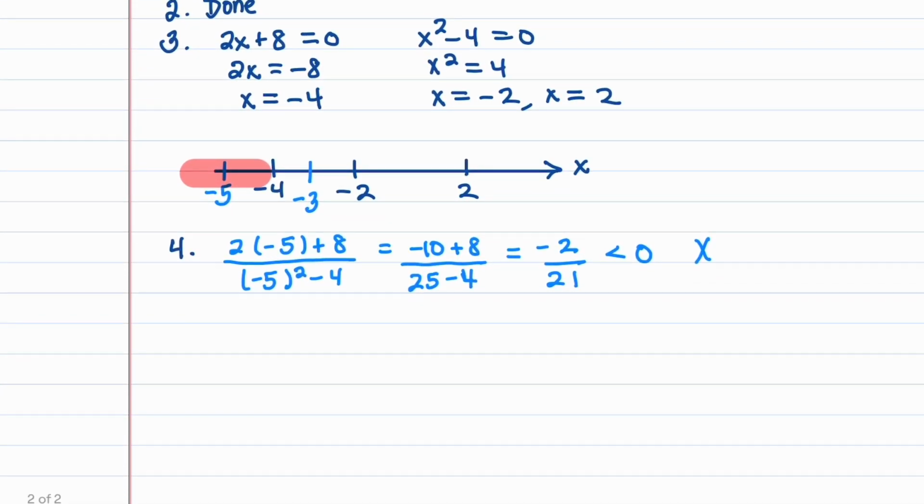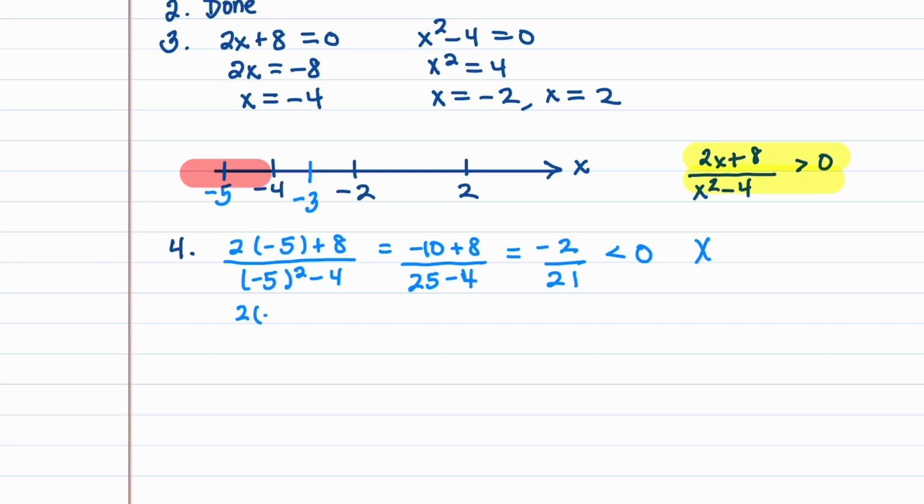And before we go on, I am going to rewrite our inequality because it just went off the page. Our inequality was 2x plus 8, all divided by x squared minus 4, and it is greater than 0. And I'll highlight that so that we can find it easily. Now we're ready. We are testing x is equal to minus 3. So wherever we have an x in our inequality, we're going to plug in minus 3.